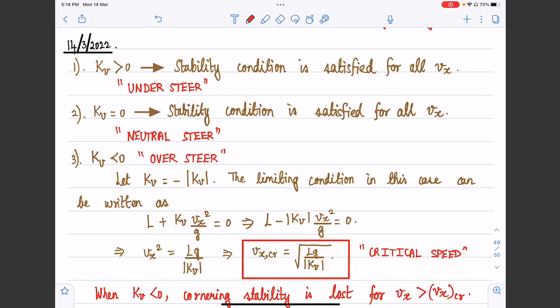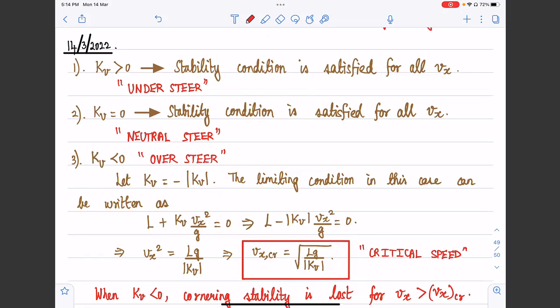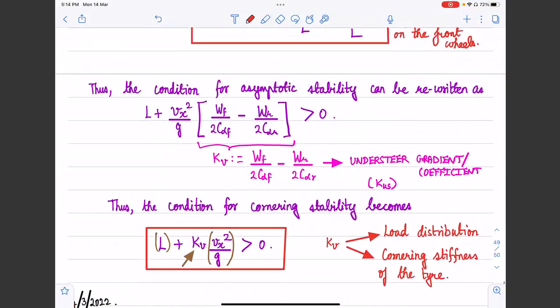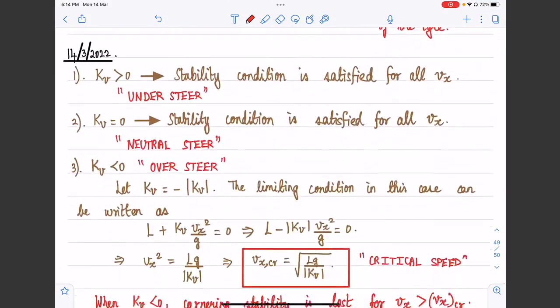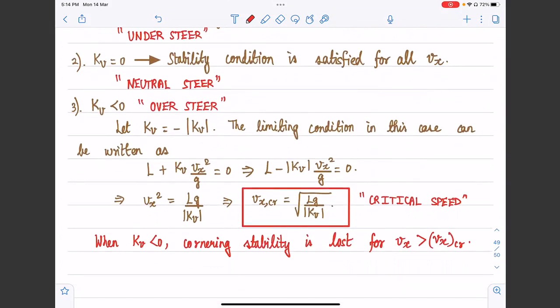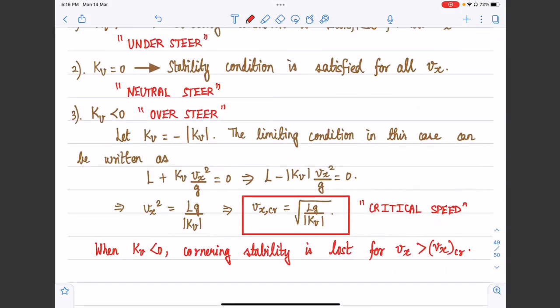Sir, can you please scroll up and show the K_v, and is there any reason why we took the modulus of K_v? Which step are you talking about? The oversteer? Yes, sir, for oversteer. So we could have kept it like that. In some textbooks, they will essentially go from here and write Vx critical as square root of L g by minus K_v. I just wanted to avoid minus K_v within a square root. It's just a matter of notation.